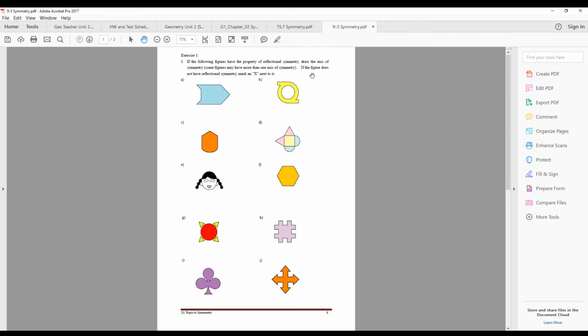It just says, does it have reflectional symmetry? If it does, draw the line of symmetry. If it doesn't, put an X or say no or something like that. And on the next video, we'll check.